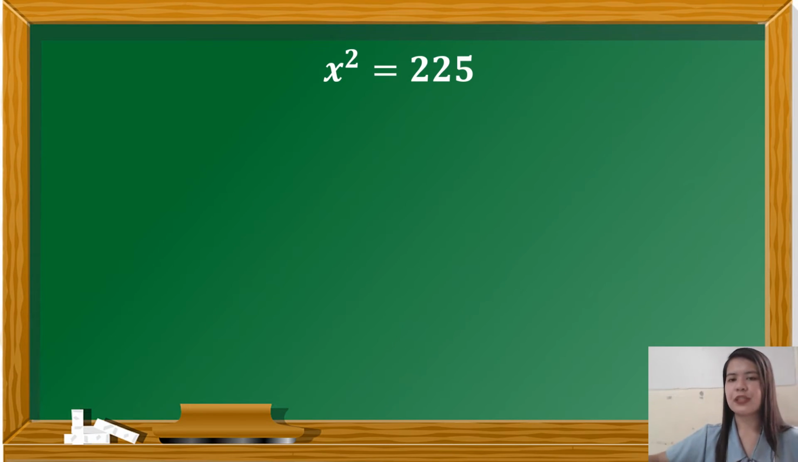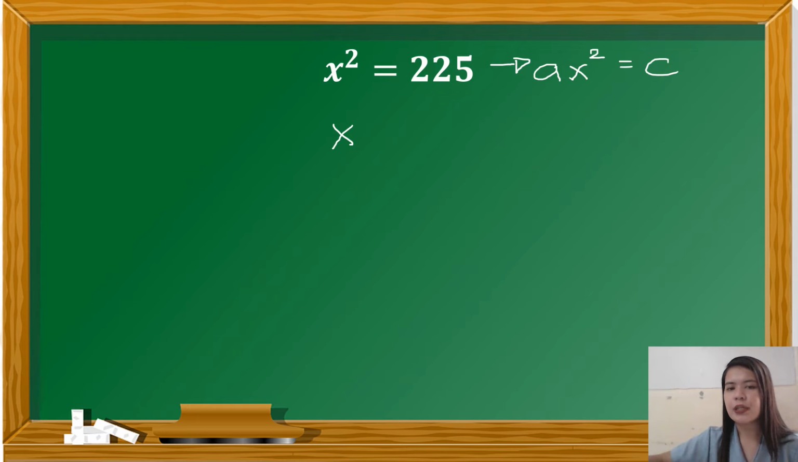Let us have our first example. We have x squared is equal to 225. For the first step, you have to make sure that the equation is written in the form ax squared is equal to c. And then, from that, kapag sigurado na tayo na ang ating equation ay nasa format na ng ax squared is equal to c, we will proceed to the next step, which is getting the square root of both sides of the equation. So, x squared is equal to 225.